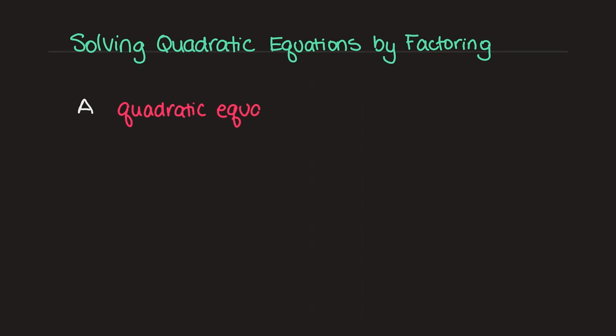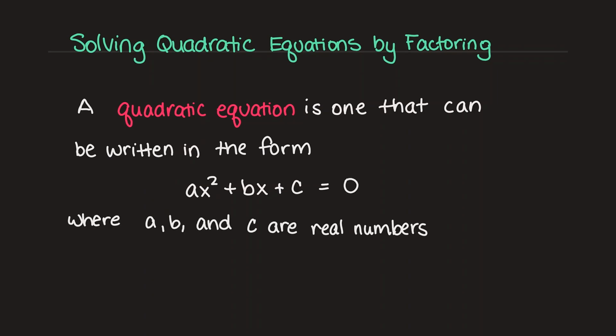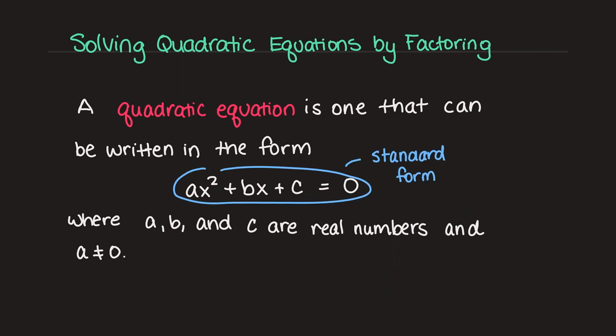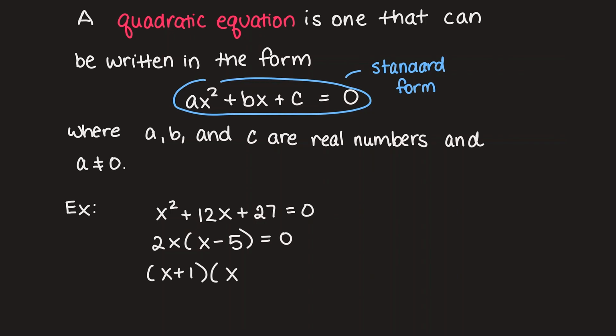A quadratic equation is one that can be written in the form ax squared plus bx plus c equals 0, where a, b, and c are real numbers and a is not equal to 0. This form is considered the standard form of a quadratic equation. And some examples of quadratic equations are the following.